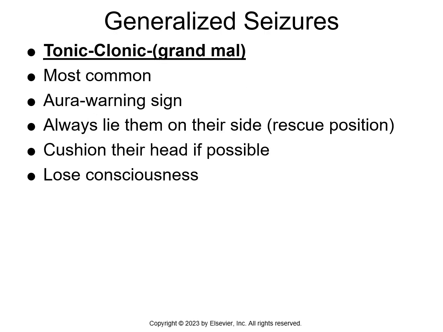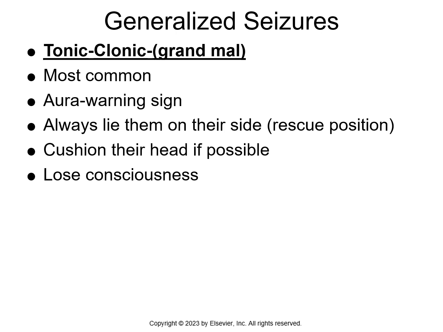So generalized seizures, we have tonic-clonic seizure, which is also known as grand mal. They're the most common that we see. There's usually an aura or warning sign prior. We always lie them on their side in a rescue position where they lie and the knee is up so that they don't aspirate. We don't want them to vomit or aspirate on any saliva. We want to also keep that airway open.